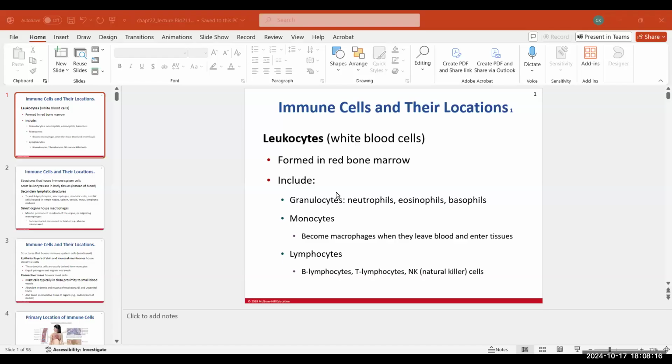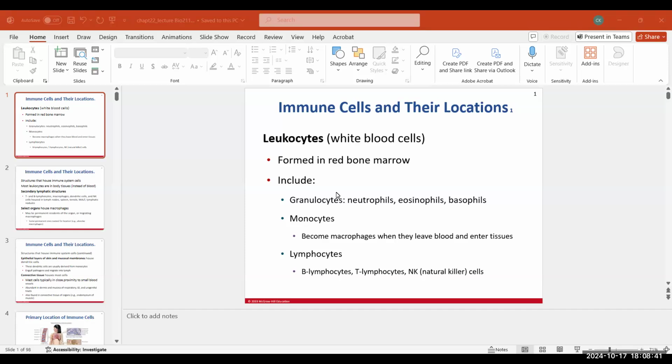But we're going to do a small review here about some of the components of the immune system. Let's start off with the smallest components, the cells. That's going to be our white blood cells, also known as our leukocytes. Keep in mind, all the formed elements of your blood are produced in the red bone marrow, not the yellow bone marrow, but the red bone marrow.